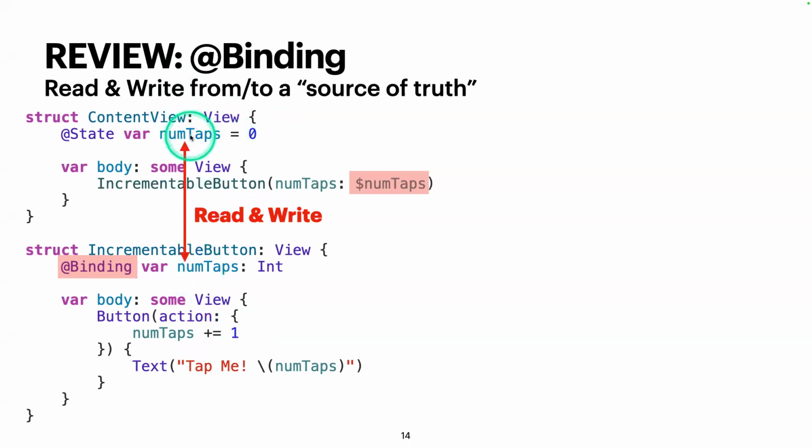So these two numTaps variables are synced to each other, and the original location of this numTaps is in ContentView. Now, we cannot just pass a regular numTaps. We have to add this $ onto numTaps to pass a binding, because without this $, we're just passing an integer, and it won't work. So when you prepend this $ to numTaps, we're saying, I want you to pass the binding version of this numTaps so that we can write back to it as well.